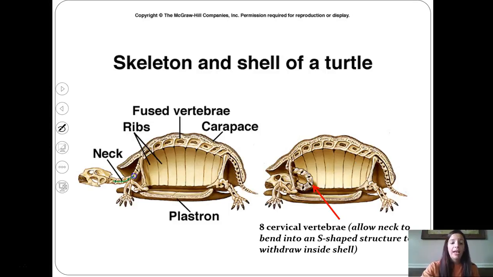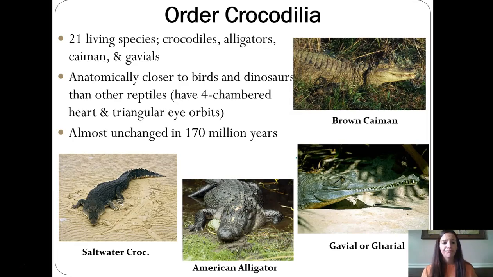So here's a closer look at just the skeleton and shell of turtles. You can see their neck is actually adapted to bend into an S shape inside of their shell, which is why when turtles are scared or they want to hide, they just pull everything into their shell and they're protected.